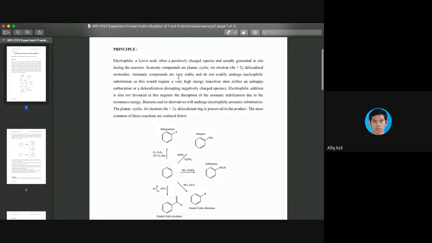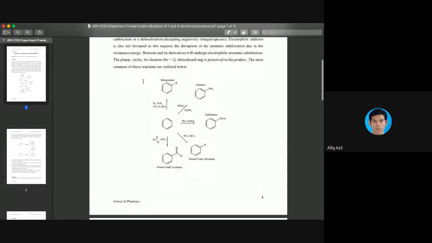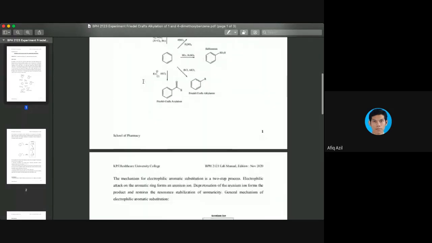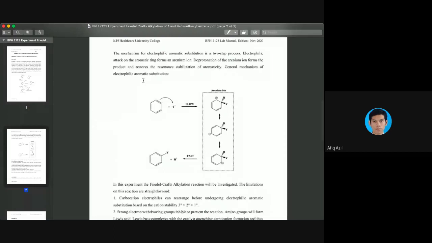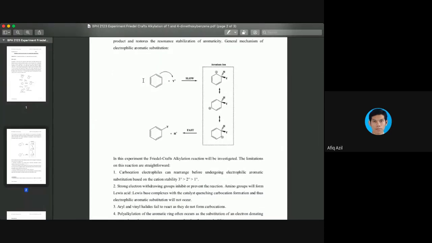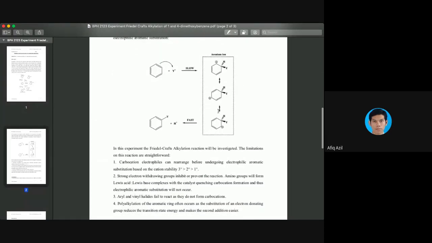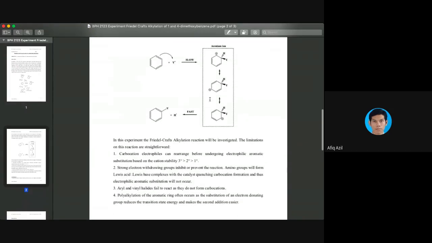So this is the first part, on the principle, basically a note on the electrophilic aromatic substitution reaction, more like all of the mechanism and so on.